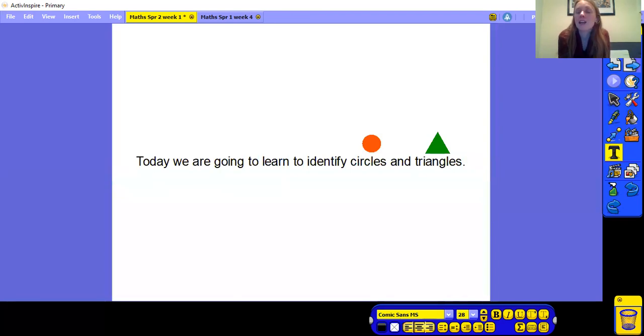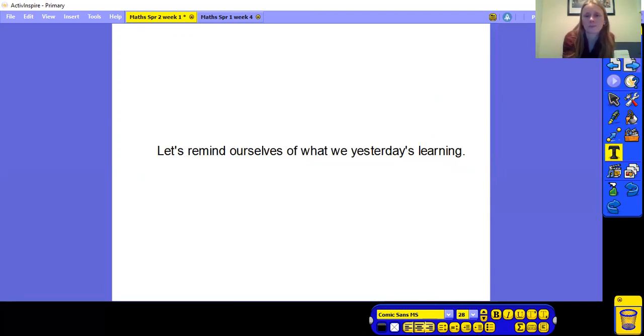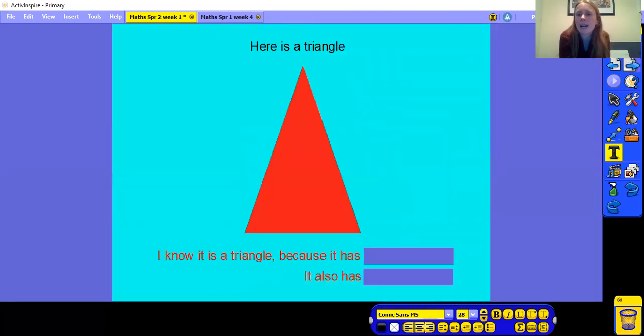Now, today we're going to continue learning how to identify circles and triangles. So let's remind ourselves about what we were learning yesterday. So here is a triangle. Can you remember? How do we know that it's a triangle? Pause the video and use the red sentence at the bottom of the screen to tell your grown-up.